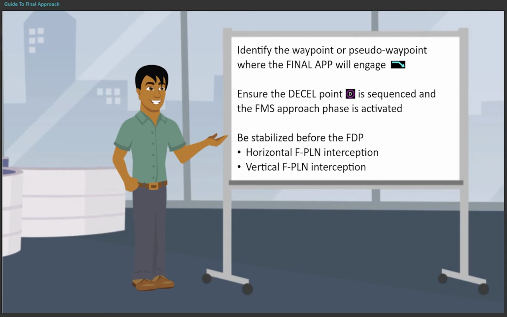For horizontal flight plan interception, when in heading and track mode, the approach must be intercepted before the final descent point, as the final descent point should be sequenced in APP nav with the aircraft established on the final approach course. For vertical flight plan interception, be level at the specified altitude before the final descent point.